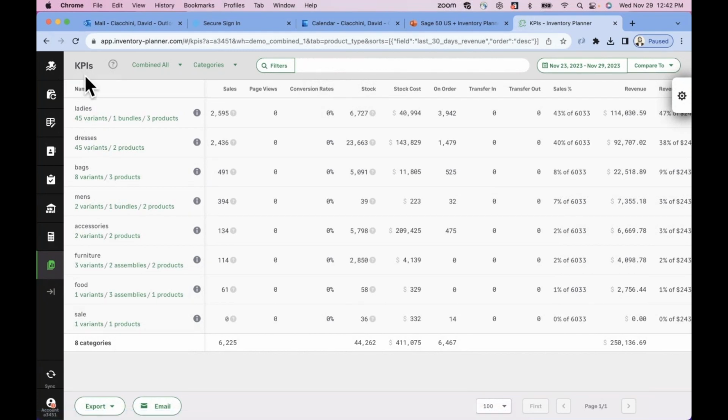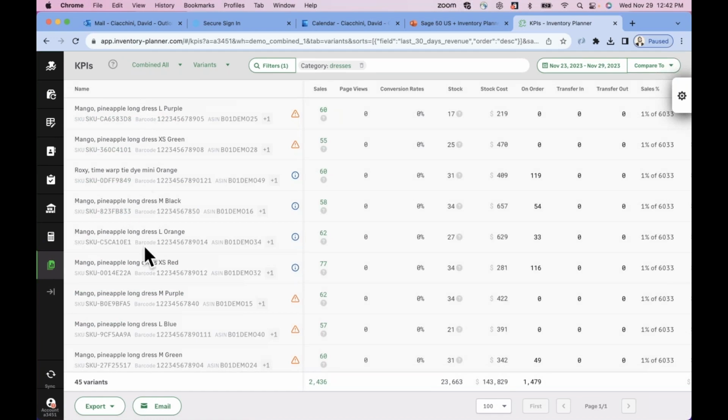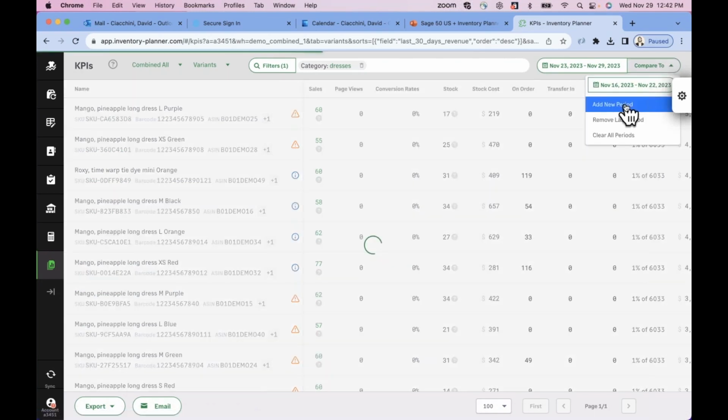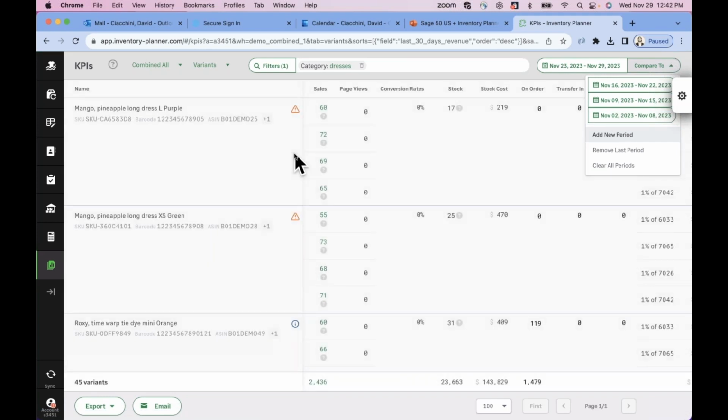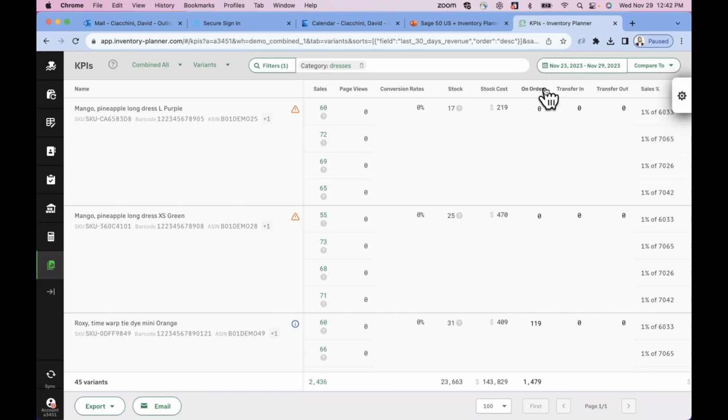I could come to this KPI report. I could click on dresses, so I can see the 45 items that roll up into dresses. I can see the sales over this given period of time. I can see what's left in stock, so on and so forth. But then I can begin to compare this out. So where I'm going with this, now I can see what did sales look like two weeks ago, a week ago when we didn't run the sale? What did they look like the week that we did run the sale? Did we see the uptick in sales volume which we would have anticipated with this campaign that we ran?